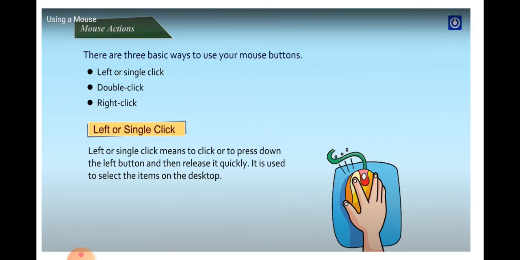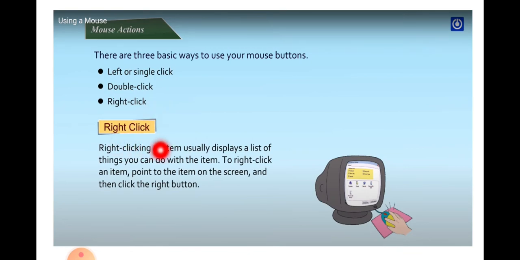Okay, and then left or single click. Left or single click means to press down the left button only once, and quickly. It is used to select any item on the screen. Then right click is done on the right button. Right clicking an item usually displays a list of things you can do with the item. So it displays a list of commands. Right click an item: point to it on the screen and then click. Some options will be displayed on the right side.